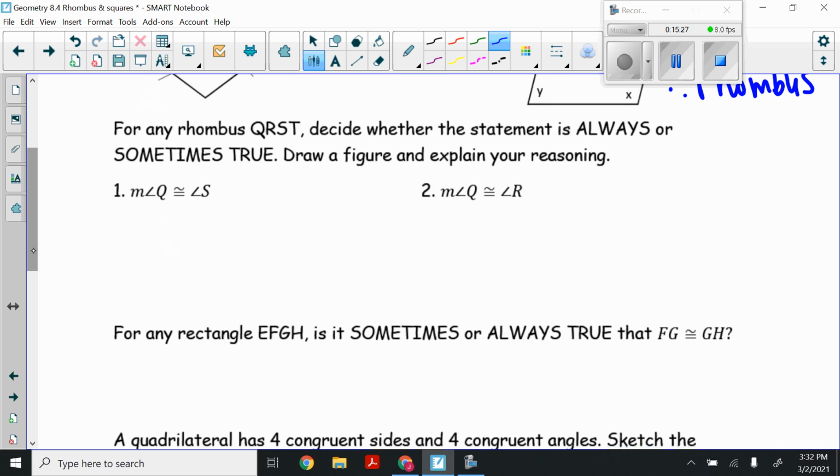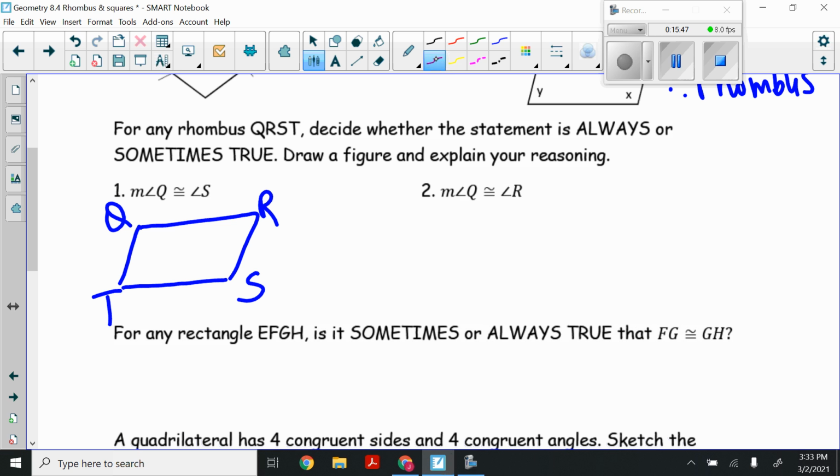Next set. For any rhombus QRST, decide whether the statement is always or sometimes true. Draw a figure and explain your reasoning. So any rhombus QRST. It says the measure of angle Q would be congruent to the measure of angle S. Is that going to be always or sometimes true? Well, what kind of angles are these? These are opposite angles, so this is going to be always true because one of my properties of a rhombus is opposite angles congruent.